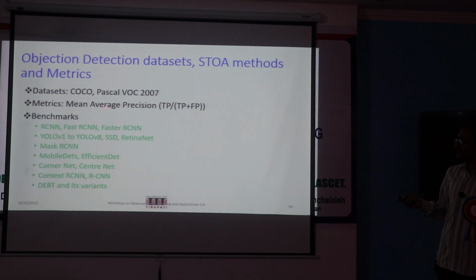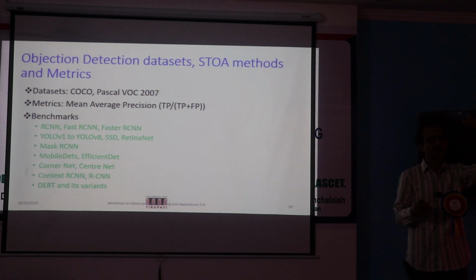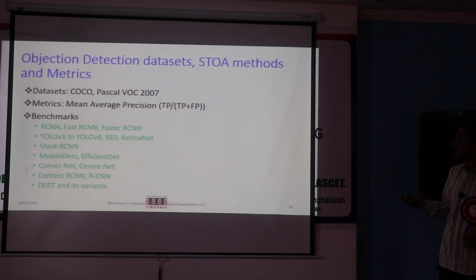And mean average precision is widely used. Okay, the average precision essentially is how much precision I had, if I am able to detect, with how much precision did I detect it, essentially.